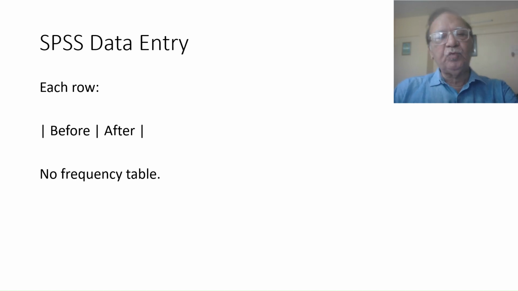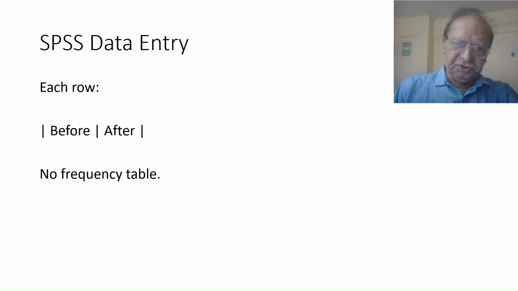Unlike the chi-square goodness of fit example, McNemar's test requires one row per participant because the pairing between before and after responses must be preserved. I will show you an example in Excel of how data is gathered, and then we import the data in SPSS.